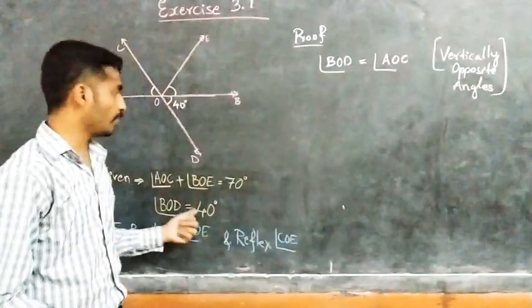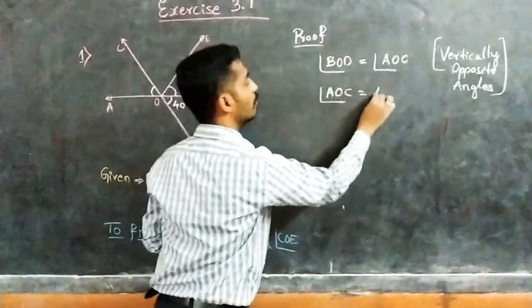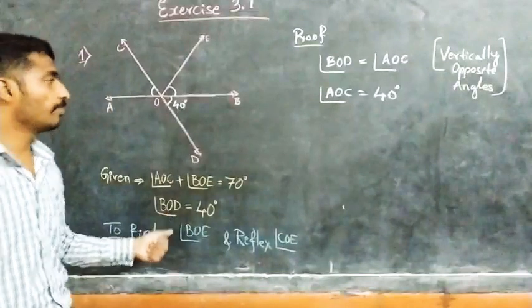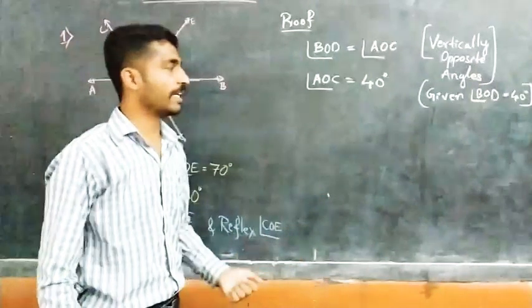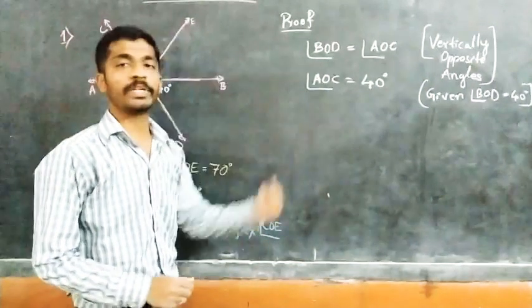What is BOD? BOD is 40 degree. Then AOC equal to 40 degree. Okay, because given is BOD. So here you can write given that is BOD equal to 40 degree. So AOC will become 40.